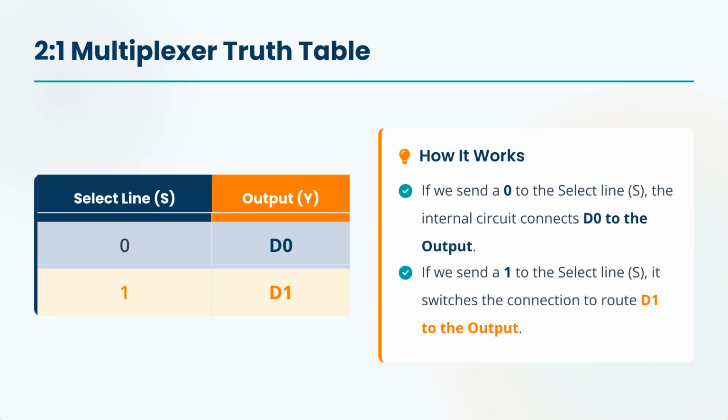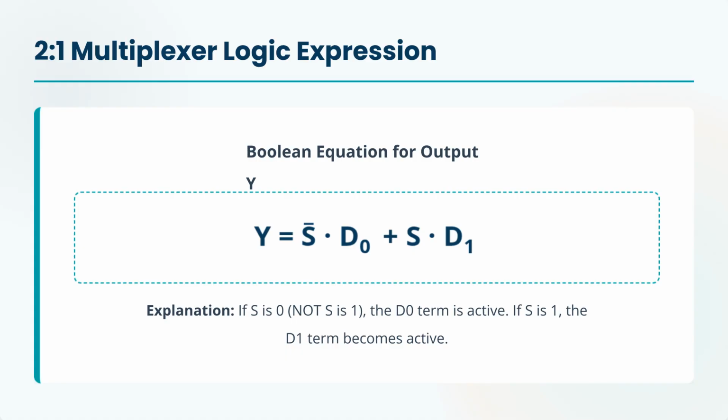The 2-to-1 MUX truth table shows how the select line determines the output. If S is 0, D0 is connected to the output. If S is 1, D1 is connected to the output. The Boolean equation for the 2-to-1 MUX output is Y equals S' * D0 plus S * D1. If S is 0, the D0 term is active. If S is 1, the D1 term becomes active, resulting in the correct data routing.